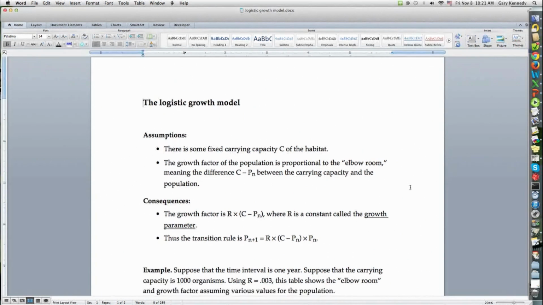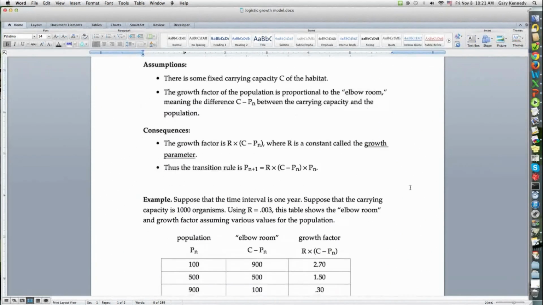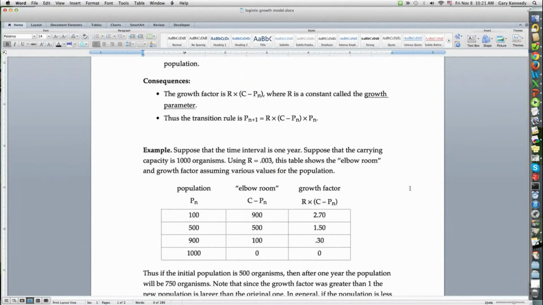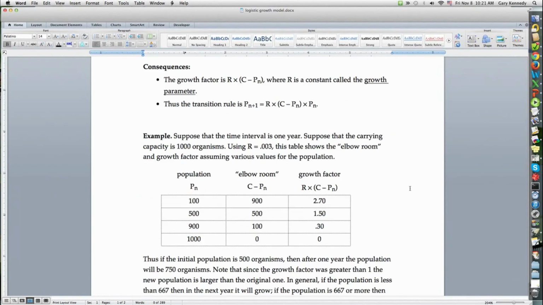So let's see how that goes in an example. Suppose that the time interval that we're working with is 1 year. And suppose that the capacity that we're talking about is 1,000 organisms. Now, I've just made up what turns out to be a pretty convenient value for r, just as an example, and that is r equals 0.003. And now I'm just going to think about, what if the population is a certain value right now? What is it going to be next year? So I've done 4 different examples in this table.